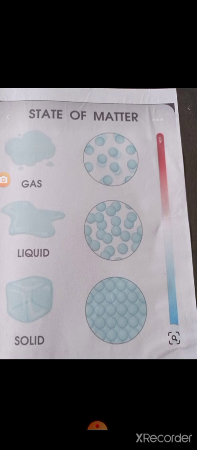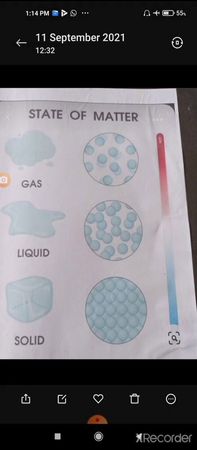Now come to liquid. See the arrangement of particles in liquid. Like you can see, the tiny particles in liquid are a little bit far away. They are near to each other, but the force of attraction is less than the solid. As we compare the solid and liquid particles, we can see that the tiny particles are a little bit far away. So the force of attraction is a little bit less than solid.